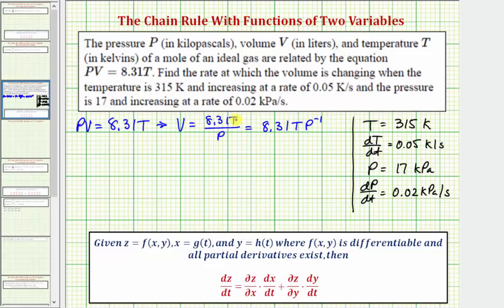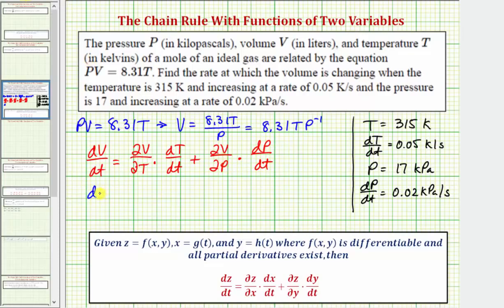And because V is a function of big T and P, we'll have to apply the chain rule given here below. So let's go ahead and write out the chain rule using our variables. We'll have the derivative of V with respect to t is equal to the partial derivative of V with respect to big T times the derivative of big T with respect to time, plus the partial derivative of V with respect to P times dP/dt.